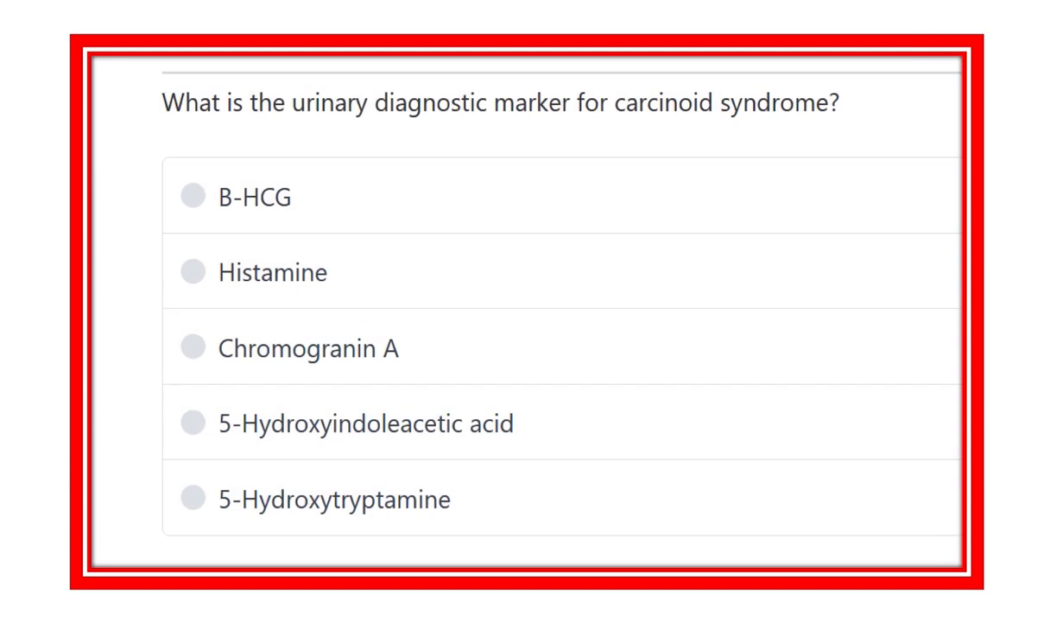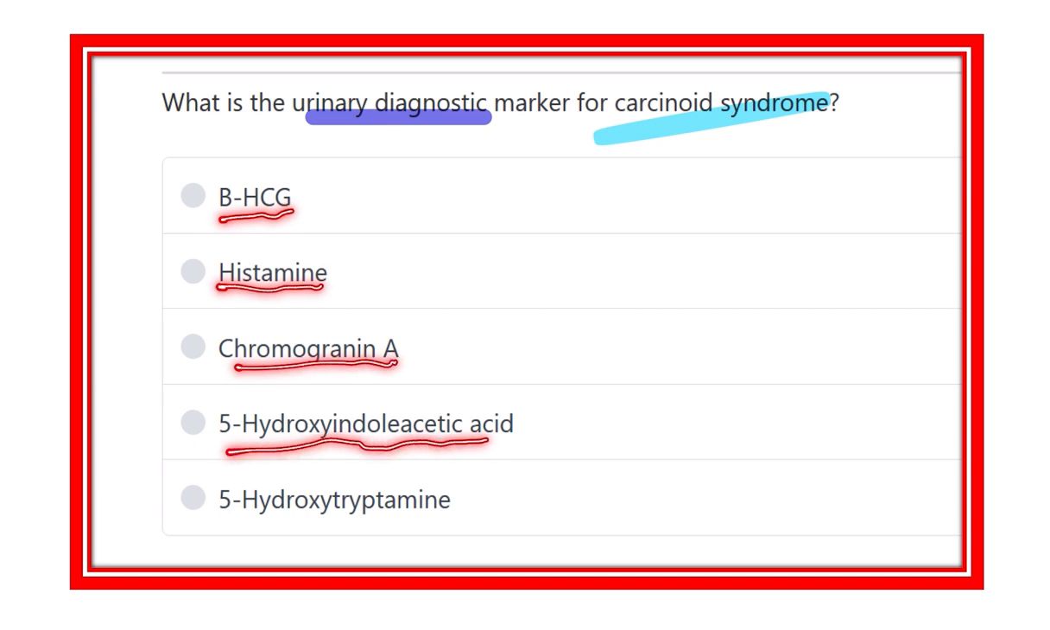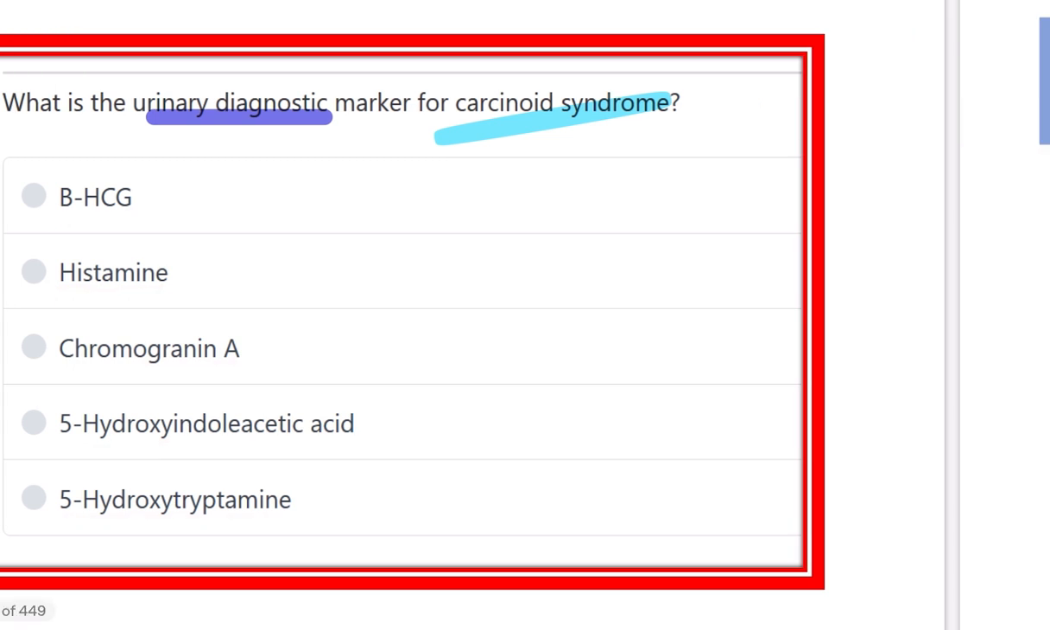What is the urinary diagnostic marker for carcinoid syndrome? That means what substance found in the urine is diagnostic for carcinoid syndrome. Here the options are beta hCG, histamine, chromogranin A, 5-hydroxyindole acetic acid, and 5-hydroxytryptamine. So what is found in the urine in case of carcinoid syndrome?